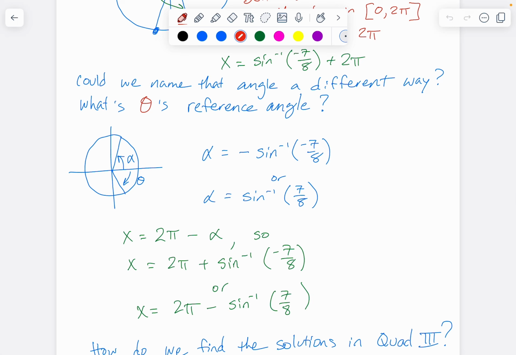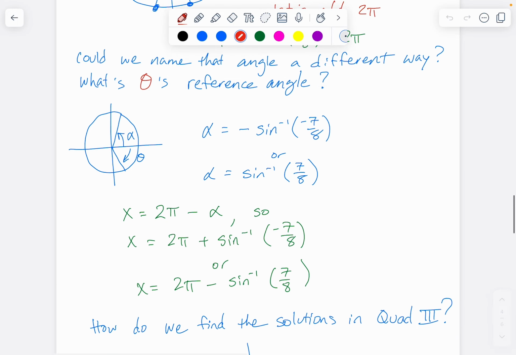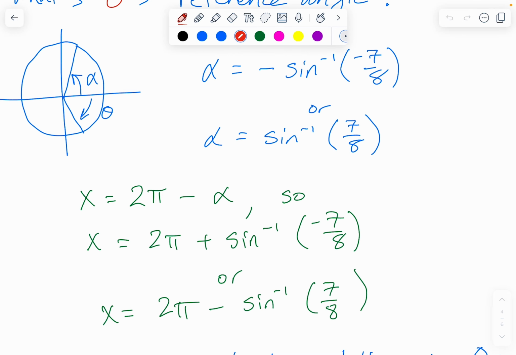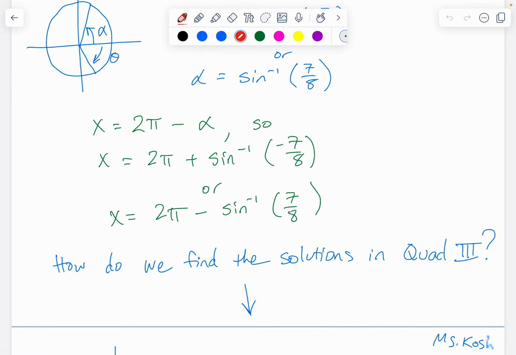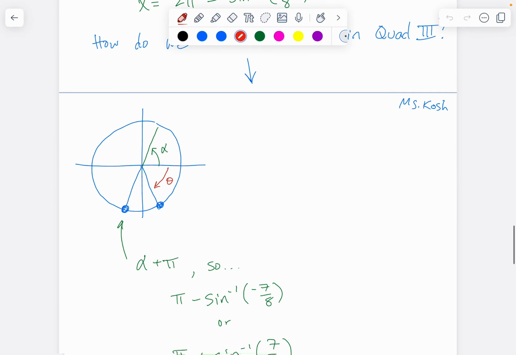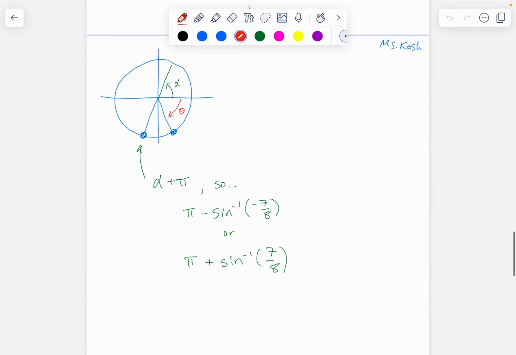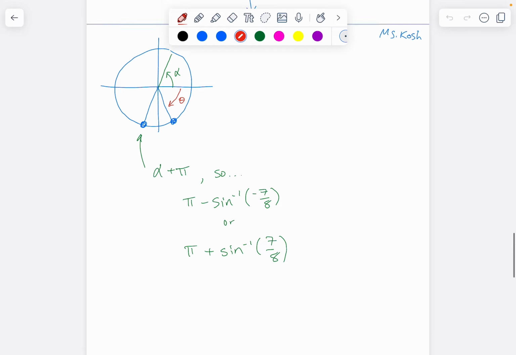Could we name that angle a different way? So we looked at its reference angles. Okay, I think we talked about this. So we could say that it's 2 pi minus alpha. Oh, you could write it that way. Yeah, there's a few different ways, and I think AP is kind of likely to do that, where they'll write it in some convoluted way and make you figure it out in the multiple choice. So practice. How do we find those solutions in quadrant 3? This is where I said, okay, so it's alpha plus pi, and the alpha was either negative inverse sine of negative 7/8, or it was inverse sine of positive 7/8. So both of those would work for that solution.